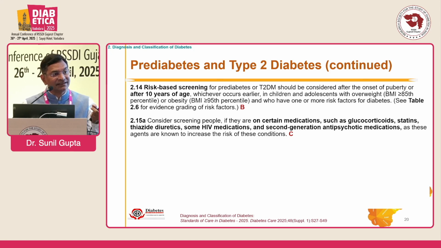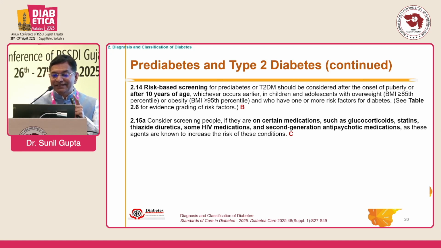Now, risk-based screening for pre-diabetes and diabetes should be considered after the onset of puberty. This is a recent recommendation from the American Diabetes Association. After 10 years of age, or puberty, whichever comes earlier, in children and adolescents with overweight, that is more than 85th percentile of weight, or obesity, more than 95th percentile, and who have one or more risk factors for diabetes, screening for pre-diabetes and diabetes should start from puberty, not from 30 anymore.